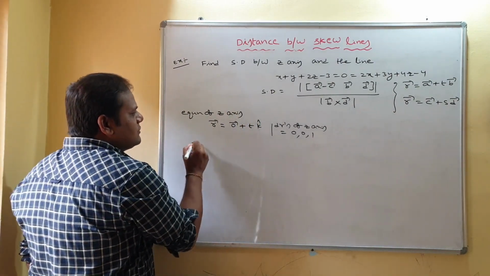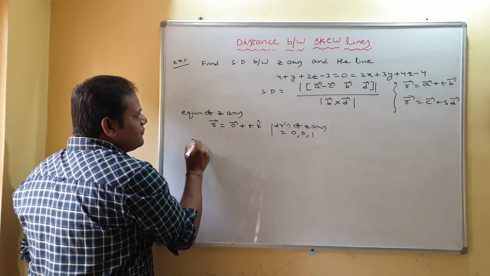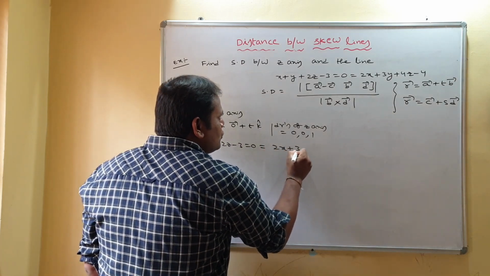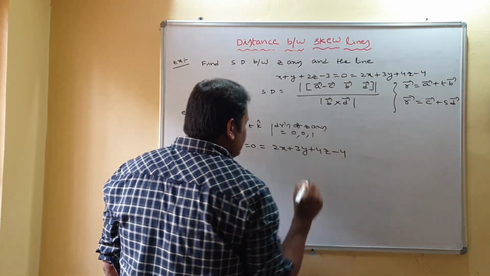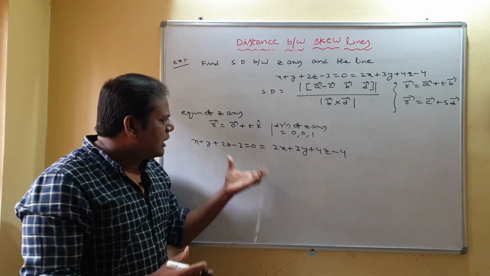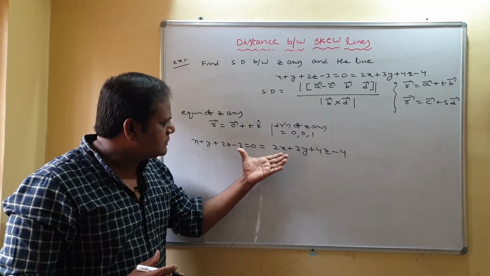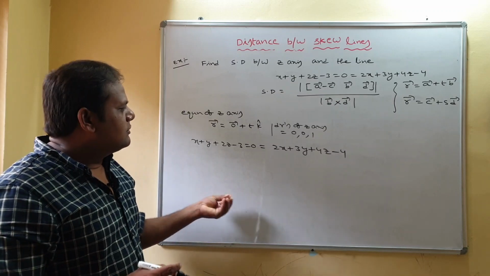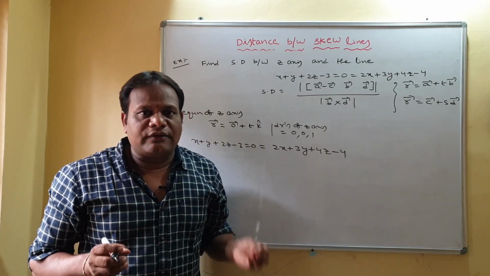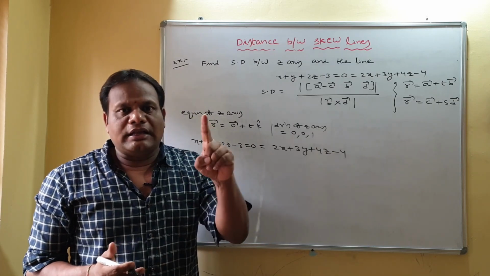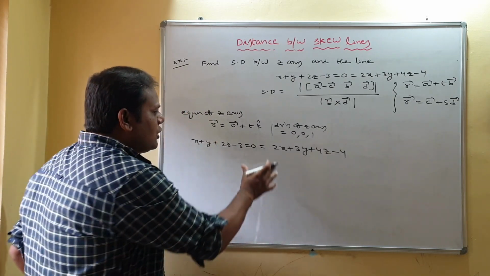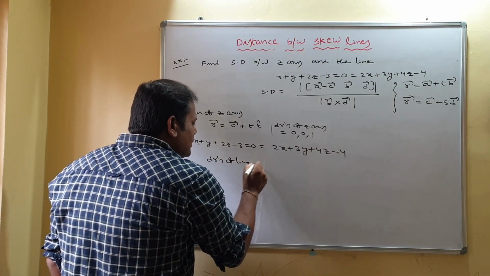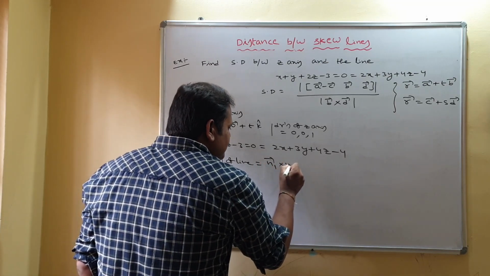Coming to the second line, what is given? The next line is x plus y plus 2z minus 3 equal to 0, equal to 2x plus 3y plus 4z minus 4. I told you how to reduce this line equation into symmetrical form or vector form. To write a line equation in either form, you have to find a point on the line and the DRs of the line. So how to get the DRs of the line? You should remember it is n1 bar cross n2 bar.